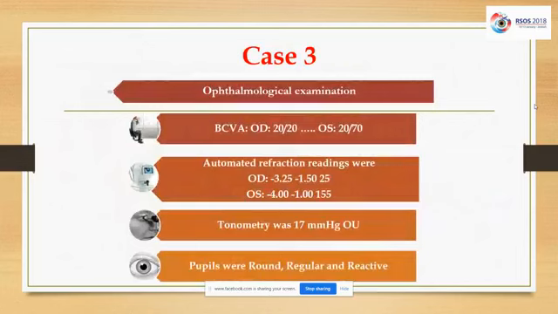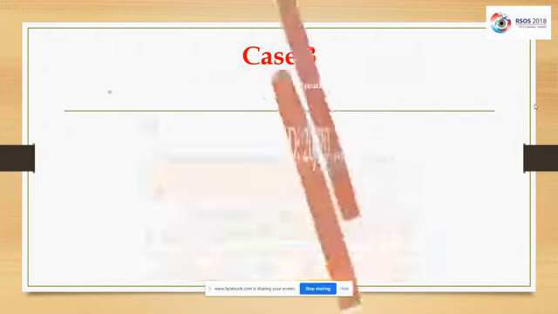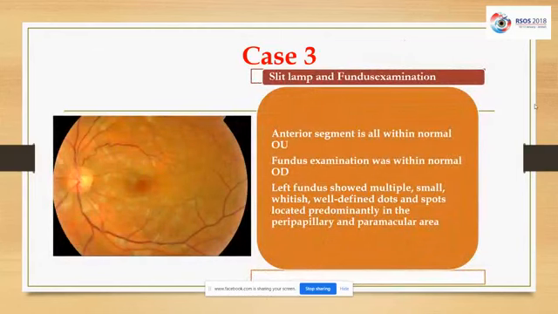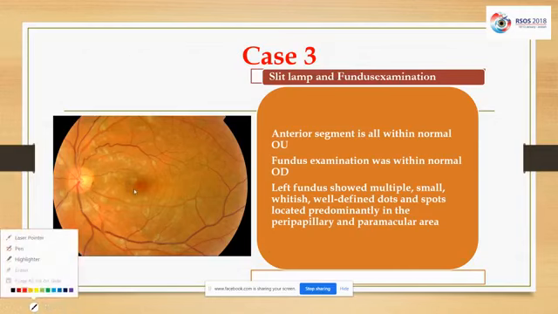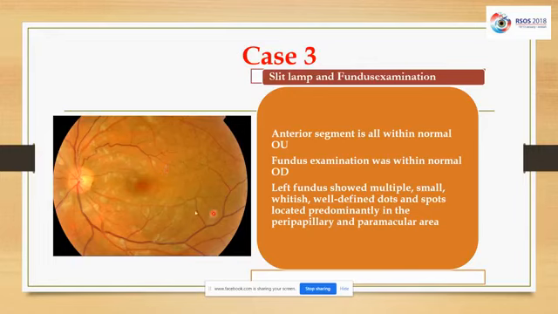The examination showed that the vision was 20 in the right and 70 in the left, with a mixed myopic astigmatism, with pressure normal and pupils and anterior segment normal. On examination, the right eye was totally normal, and the left eye showed multiple small whitish, well-defined dots and spots, as you can see here. They are located predominantly in the perimacular area.